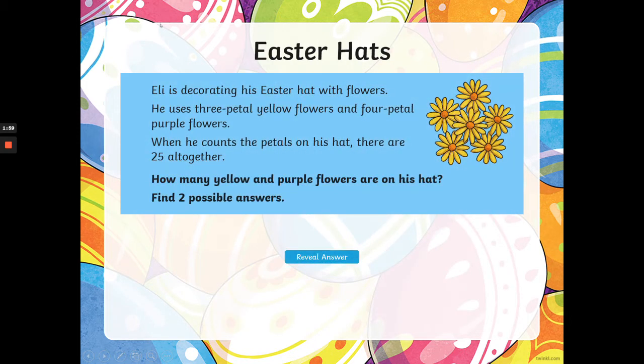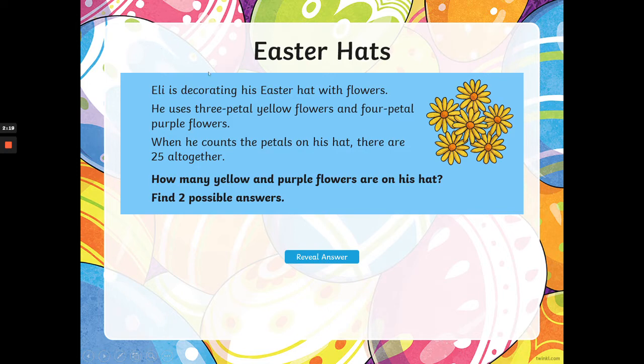And this is your problem-solving question. I think all of these are problem-solving, all right? So you do need a pencil, a pen, or a piece of paper. Basically, all you've got to do is work out the answer, and then we'll see if you're right. And then you've got to guess what the picture is. So it says Easter hats.